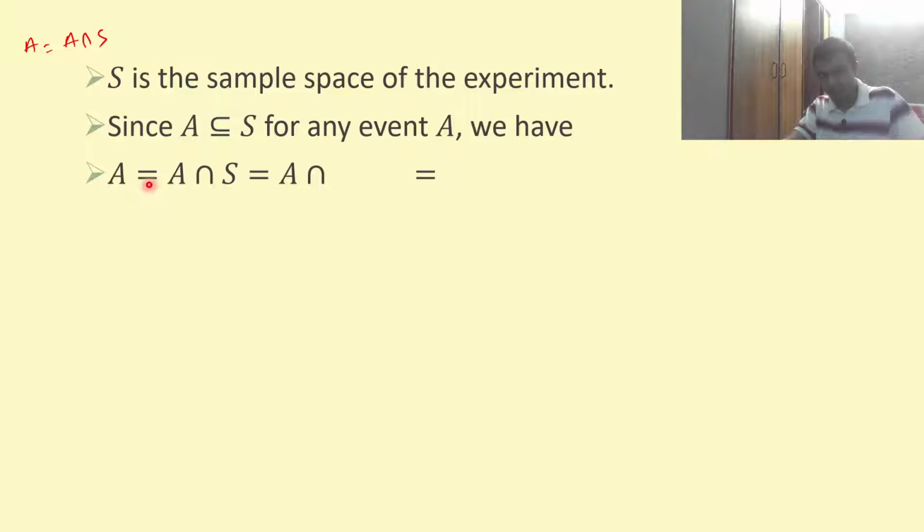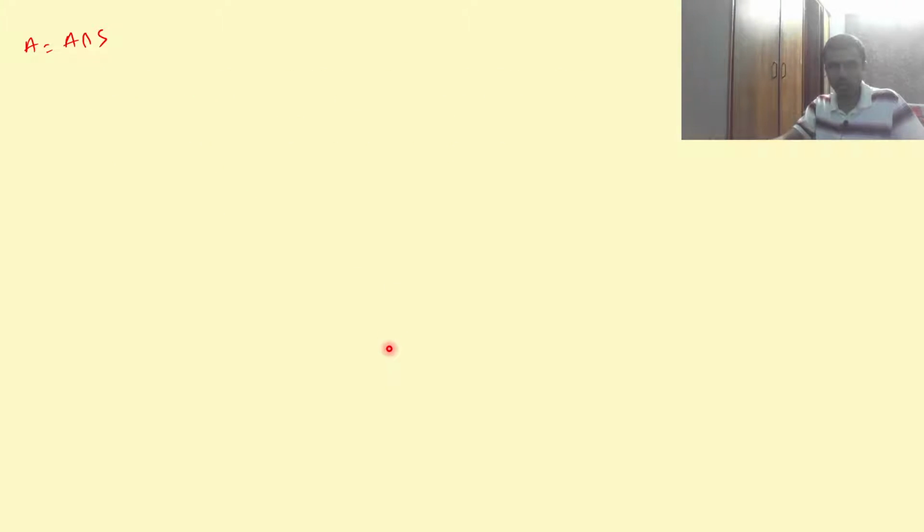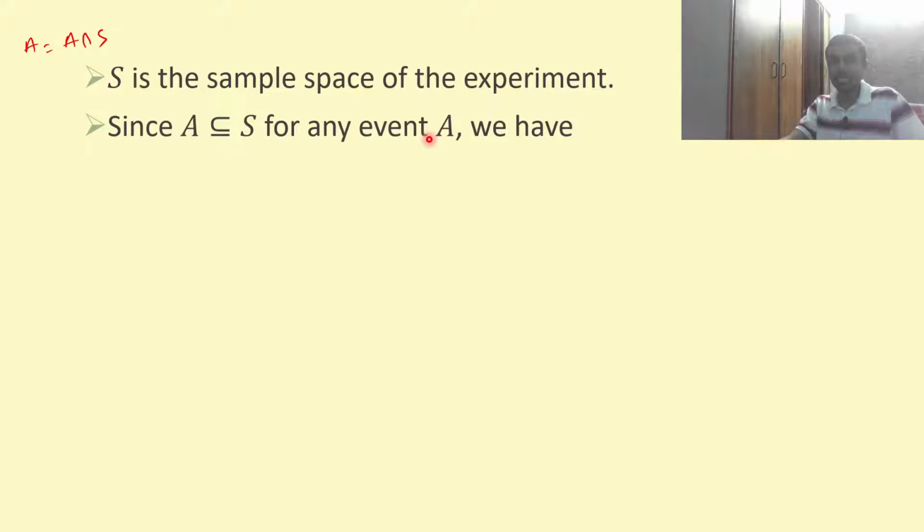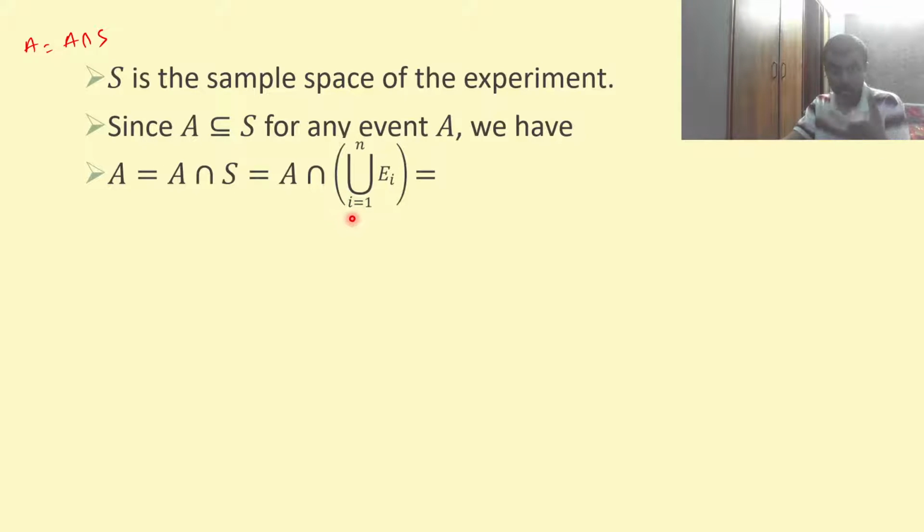Next. Now S is what? Here I told, right? Union i runs from 1 to n Ei is nothing but S. Next, listen carefully. Now this can be written as A intersection union i runs from 1 to n Ei. I told you this one already. This is nothing but E1 union E2 union E3 and so on till En.